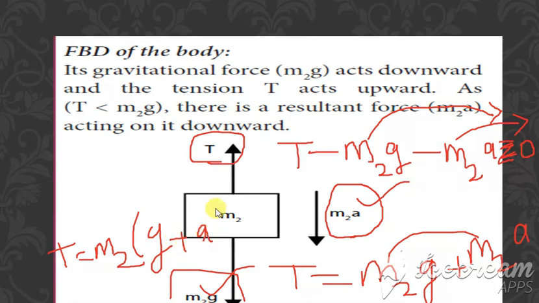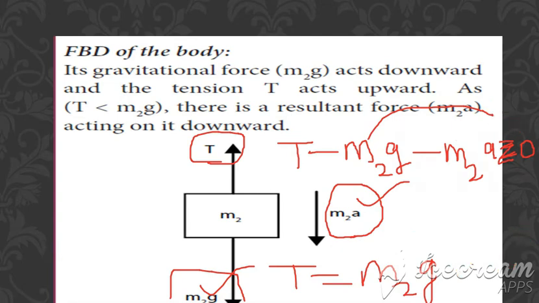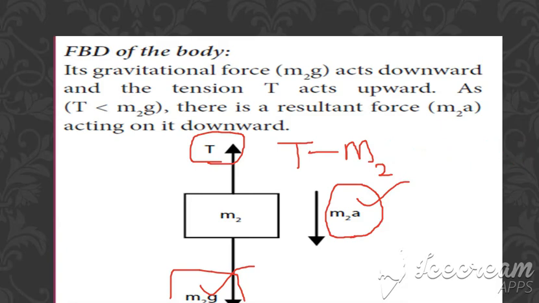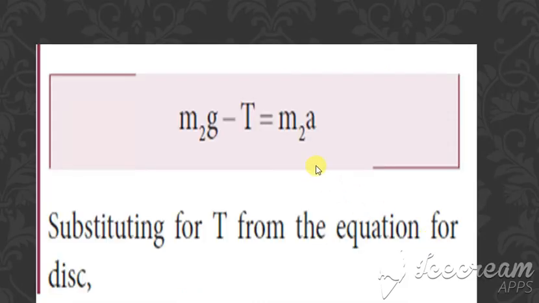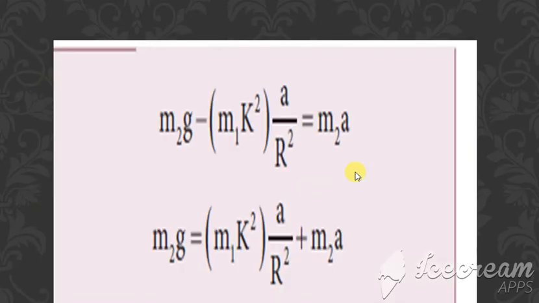So these are the equations which we are considering using this diagram, because in this diagram we have three terms: tension T which is acting upward, then M2G and M2a which are acting in the downward direction. So this equation is M2G minus T is equal to M2a. Now we are going to substitute the value of T. So T is equal to this term fully. This is what we have considered from the first object.